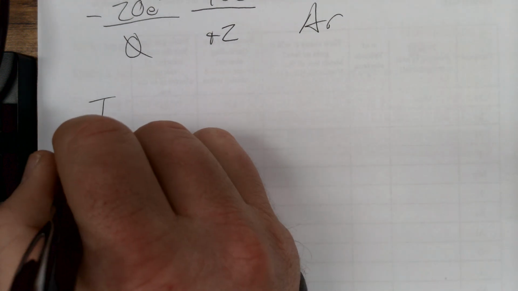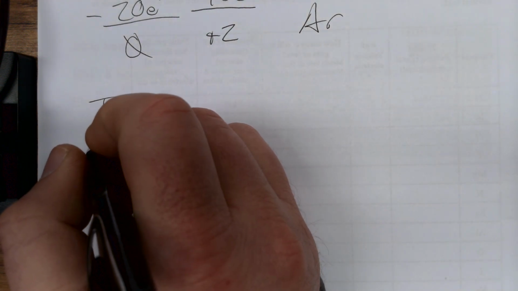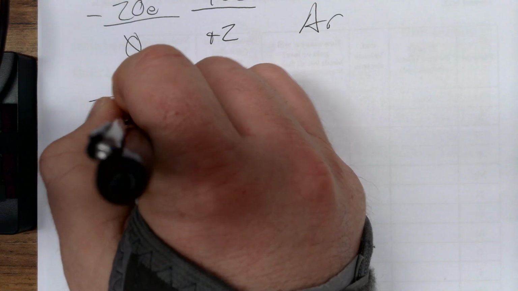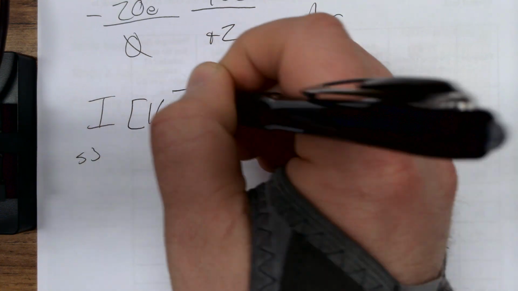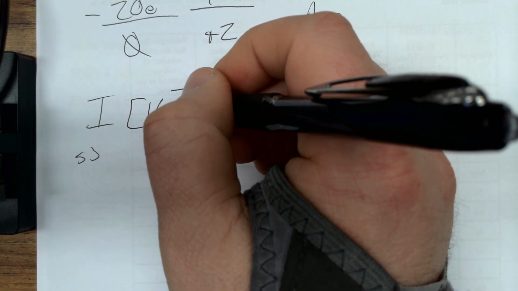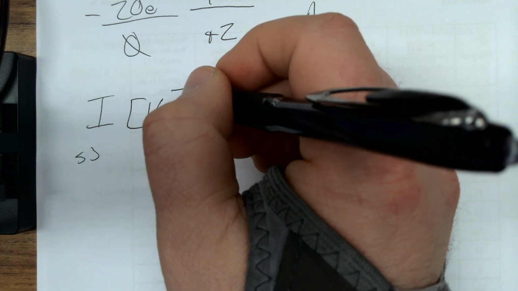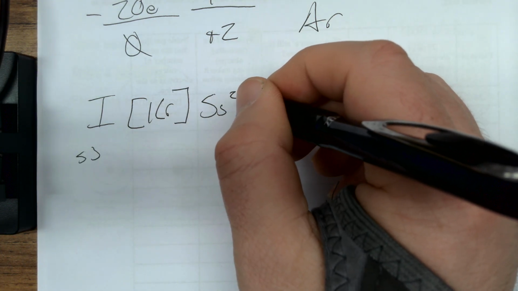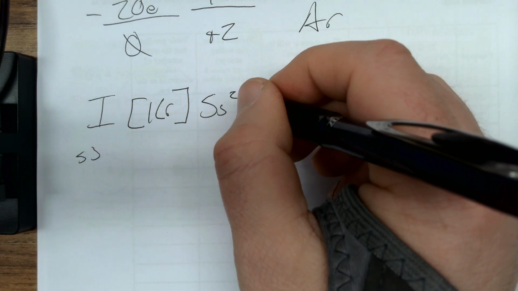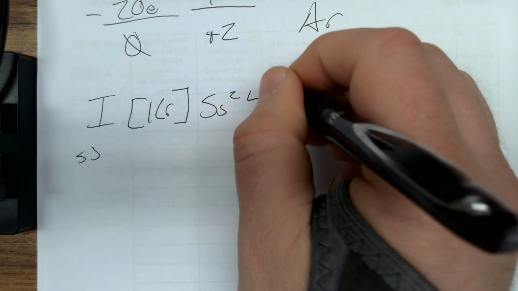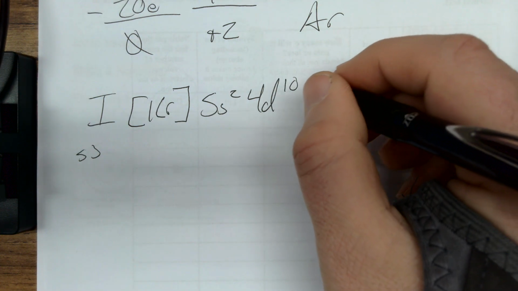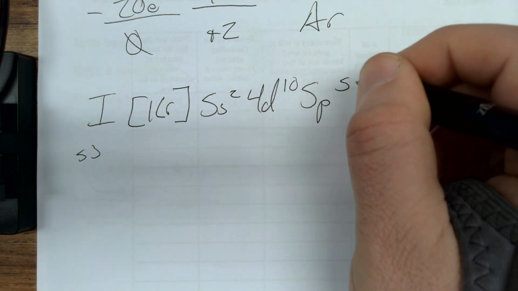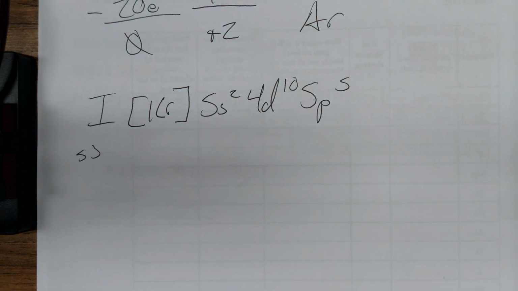If I look at iodine, iodine's number 53. So I'm going to do a little cheating. I'm going to make this easier on myself. Kr, I'm going to shorthand this. Kr, so that's what? 5s2, 4d10, 5p5. We agree with that shorthand electron configuration for iodine, right?